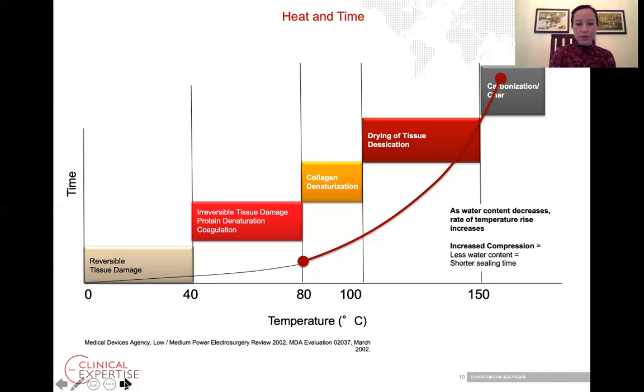Additionally, it's important to note that the rate at which tissue temperature rises increases dramatically as water content decreases. Tissues with less water content have shorter sealing times. Therefore, controlling temperature is critical to managing tissue effect and can be impacted by relative water content.